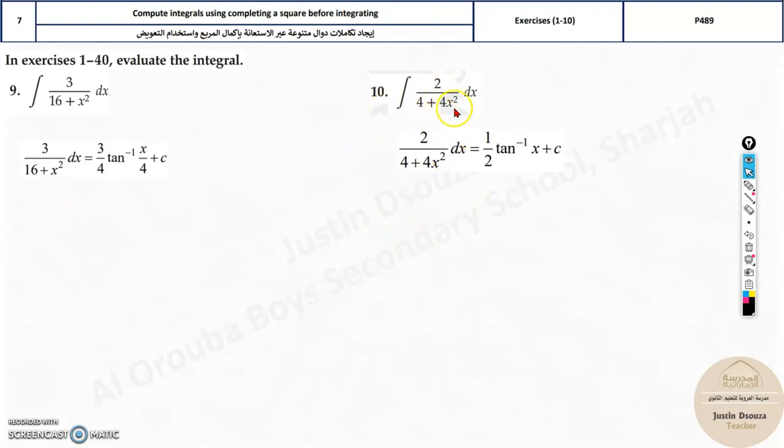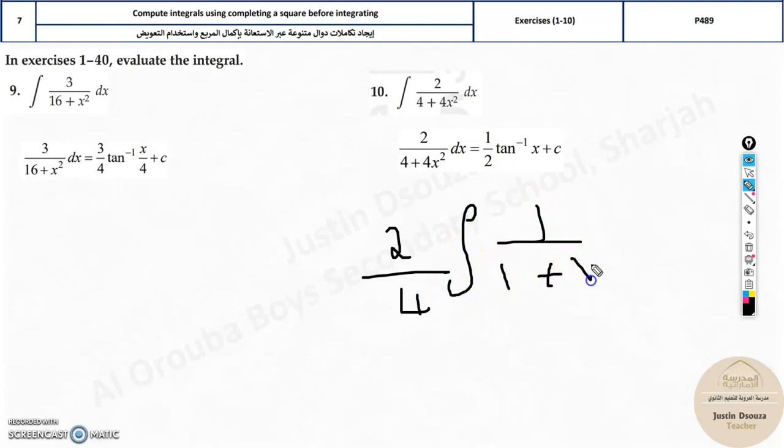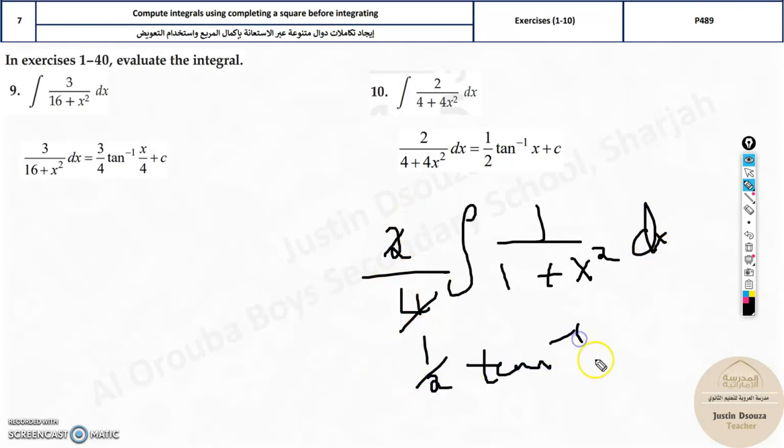So now over here, this is very simple. Why? Because you're just removing the 4 common out and then you're simplifying. So you can just remove this common term out, and then over here also see 2 is removed out, and over here 4. It'll be 1 by 2, then 1 by, let me just do it. So it'll be 2 outside and 4 is removed common out. So what is remaining? 1 by 1 plus x squared dx. So I hope you understand this. 1 by 2 tan inverse x plus c. So this is how we get it.